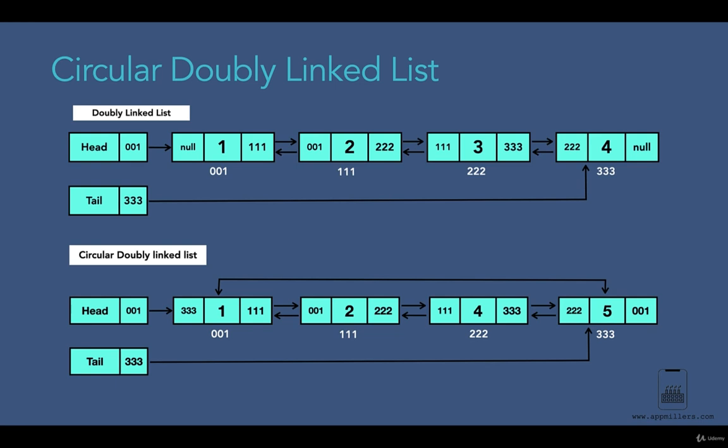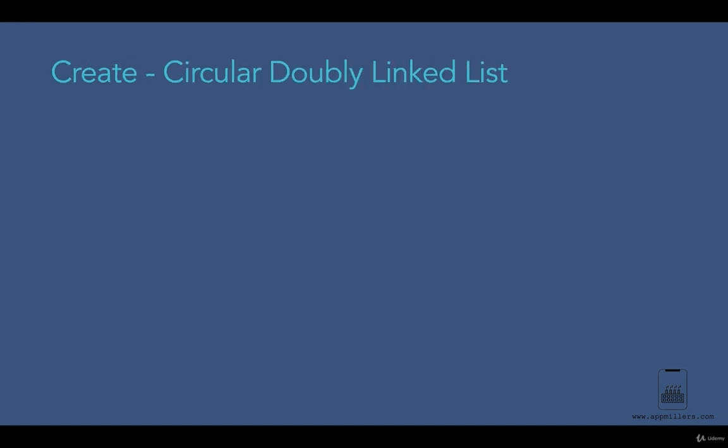As before, we will go through the different operations that we performed on other types of linked lists, such as creation, insertion, traversal, searching, and deletion. In this video, we are going to learn how to create circle double linked list. The creation of circle double linked list is very simple. The first thing that we are going to do is create head and tail references. In this case, head and tail references are not pointed to any node because we don't have any node in our circle double linked list.